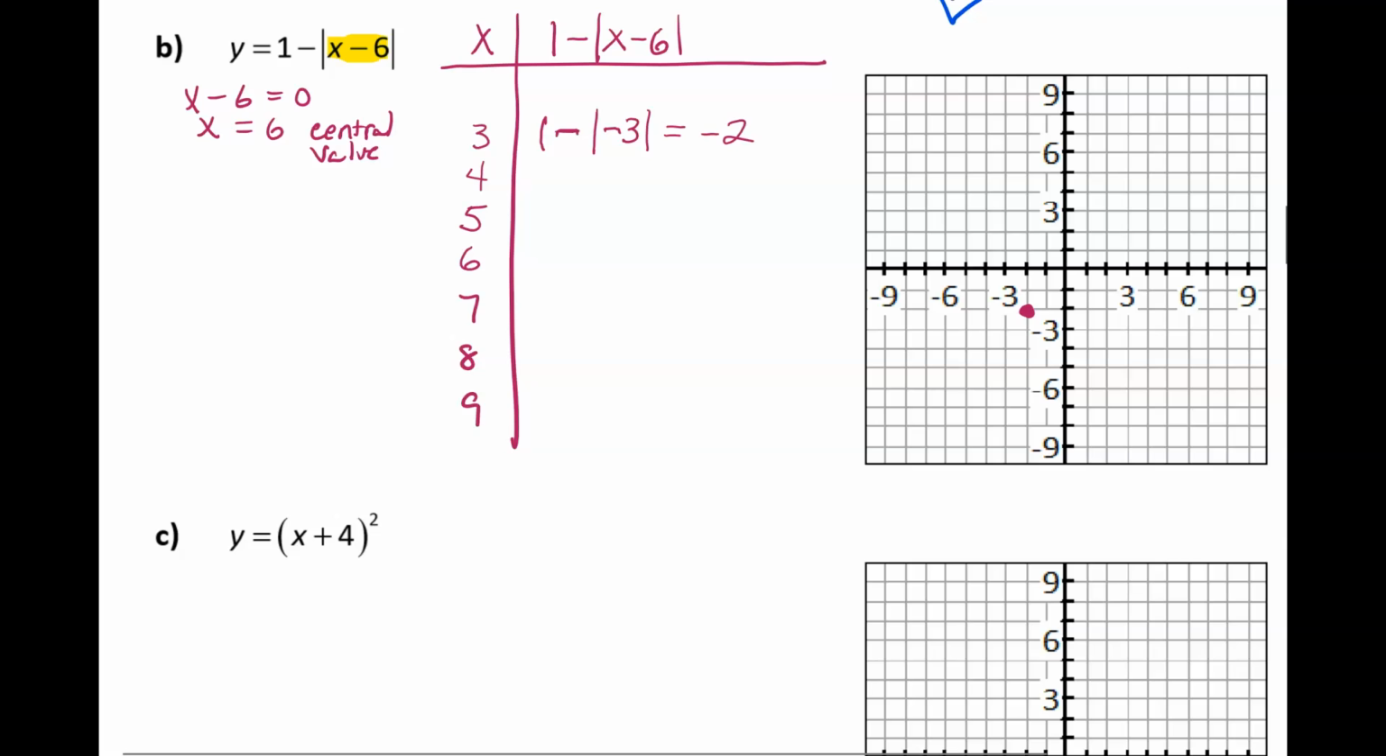And then putting in a 4, 4 minus 6 is -2. So 1 minus the absolute value of -2 is 1 minus 2, which is -1. Putting in 5, that's going to give us the absolute value of -1. That's 1 minus 1, which is 0. And when we put in 6, we've got 1 minus the absolute value of 0, and that's going to give me 1.